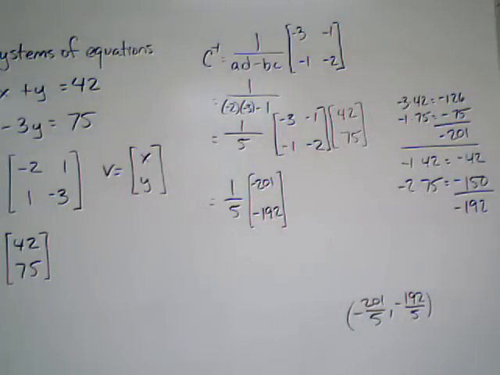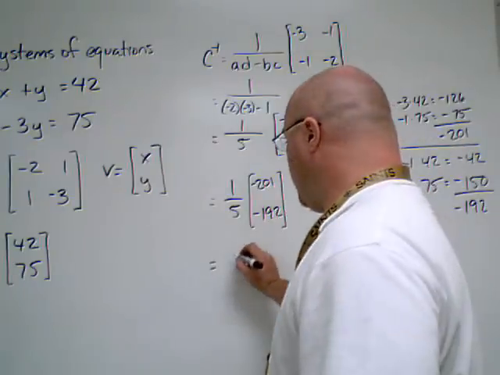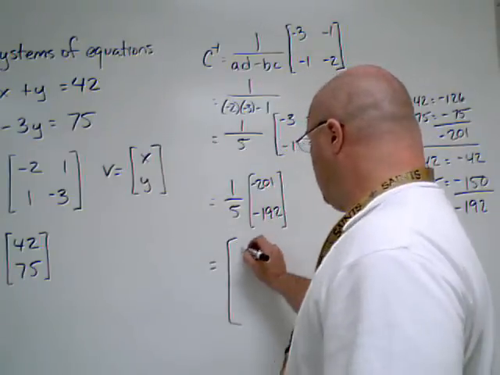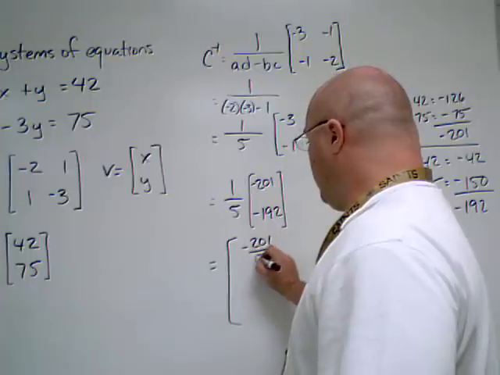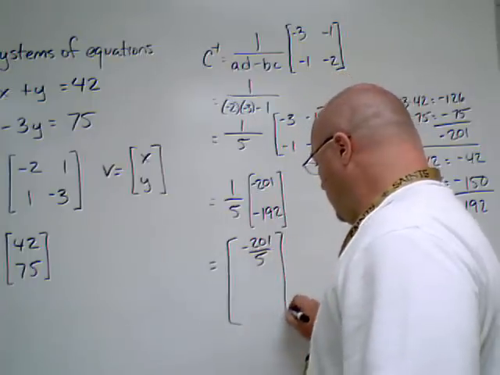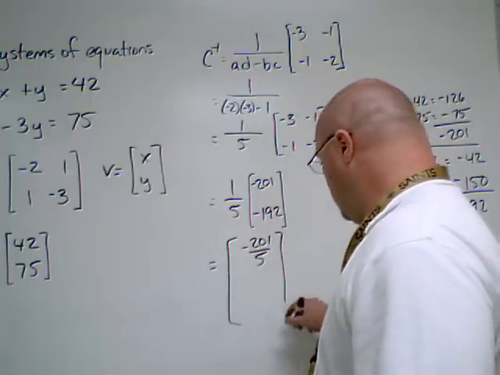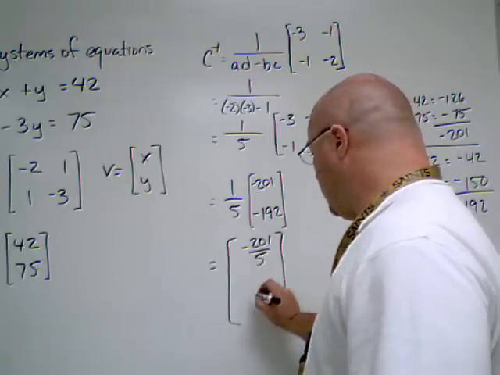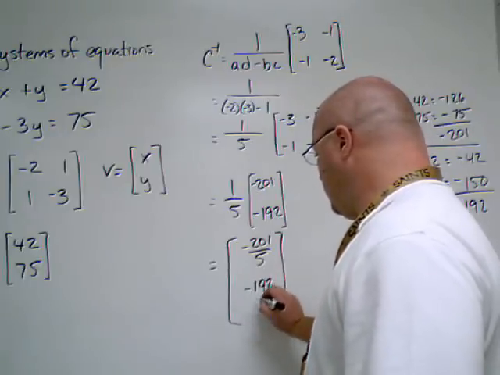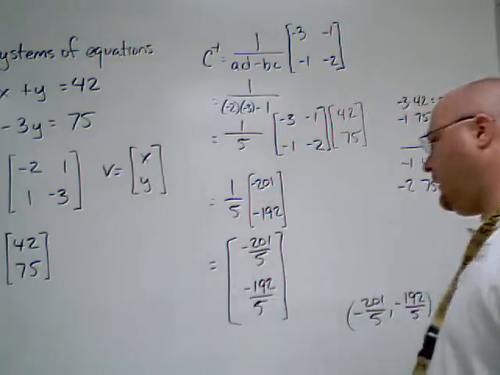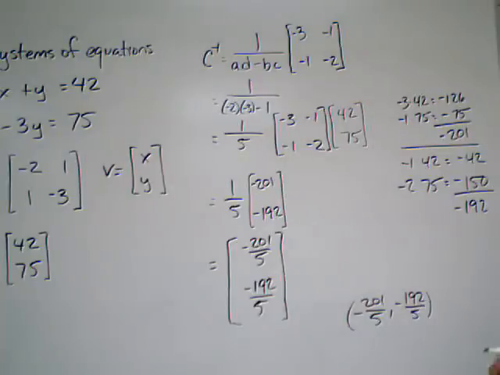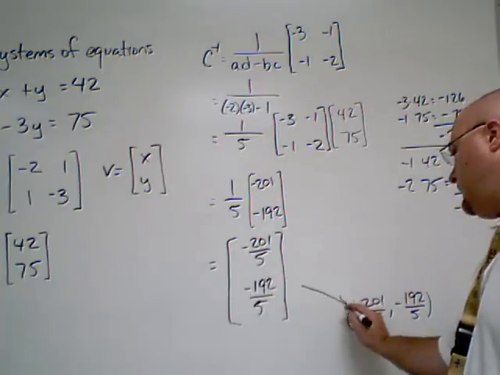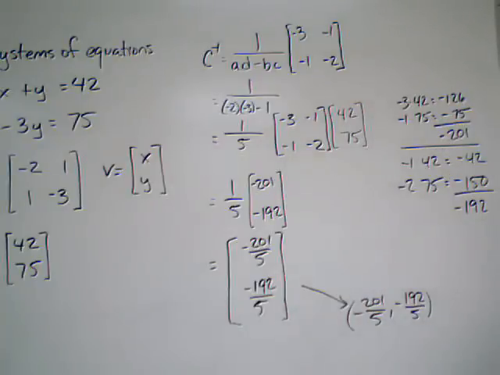Okay, now all we have to do is carry out our scalar multiplication. When we do that, we get -201 divided by 5 and -192 also divided by 5. Now if you notice, that is the same answer we got before.